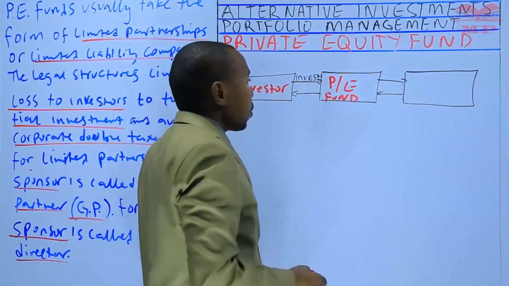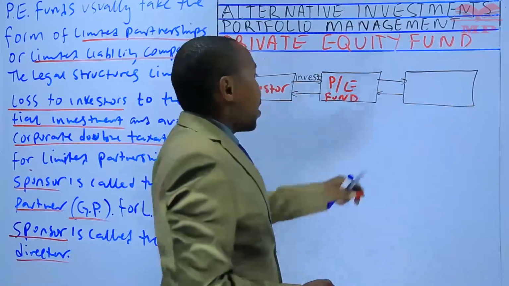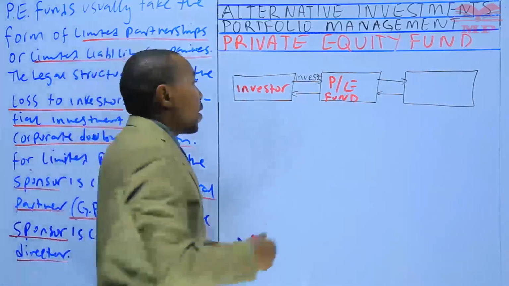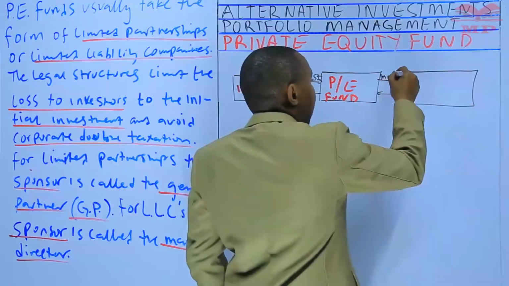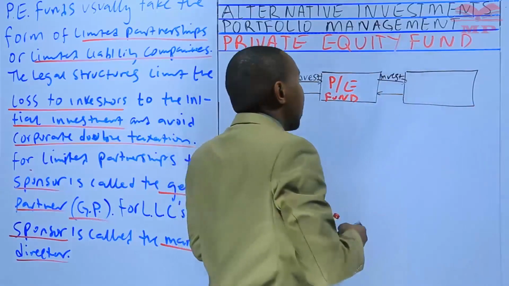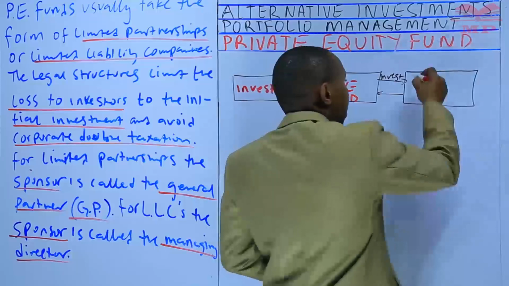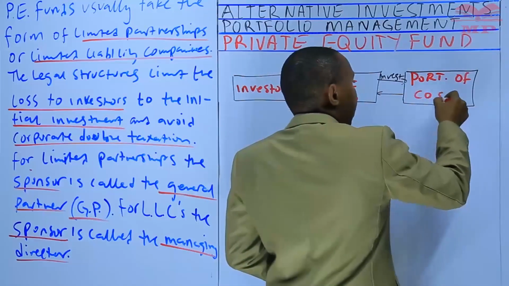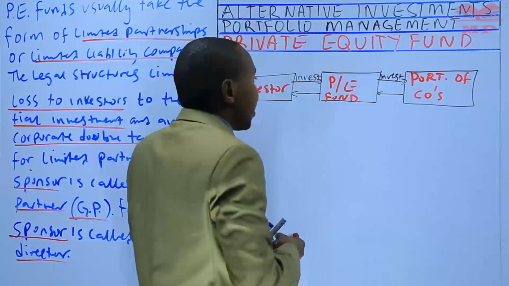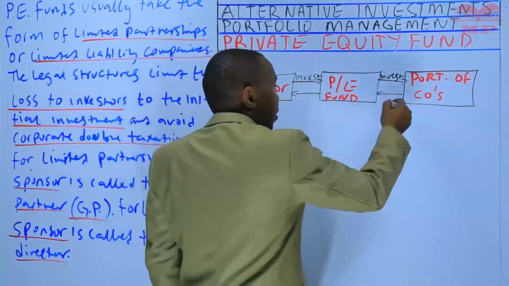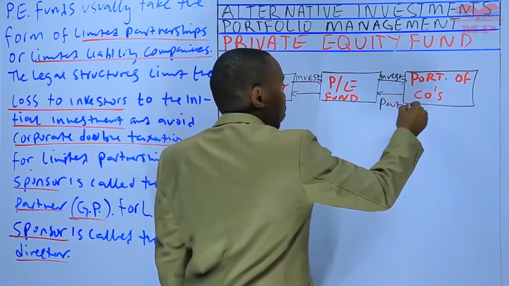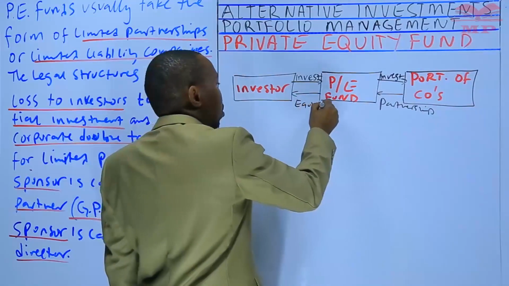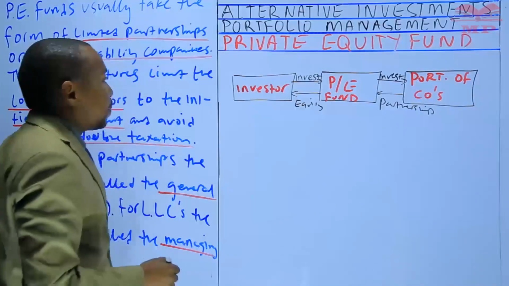which identifies individuals or key persons who are experts in their own making, and then they invest. They invest in what? They invest in a portfolio of companies. And then in return, what do they get? They get partnership interest. Then they get an equity position, like that.